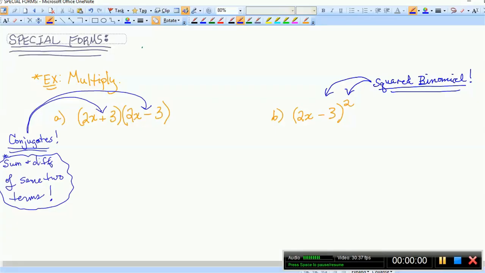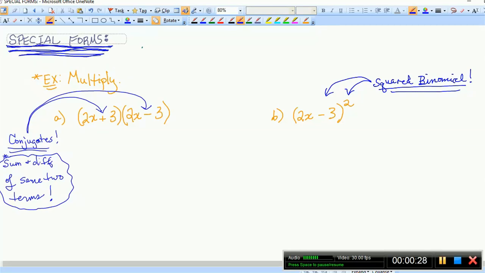This part of our lesson is going to begin with just a little review of some products of special forms, because when we factor, we're undoing multiplication. I needed to remind you guys of some multiplication special cases that we learned recently. So let's look at a couple of examples and then we'll get into the factoring part.